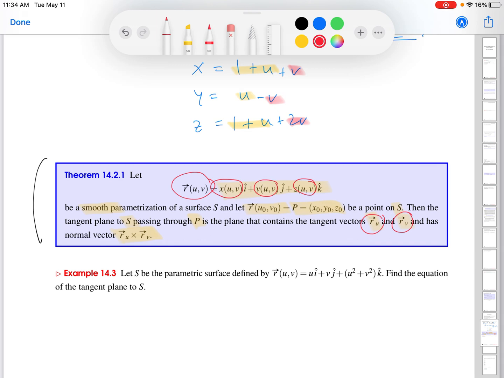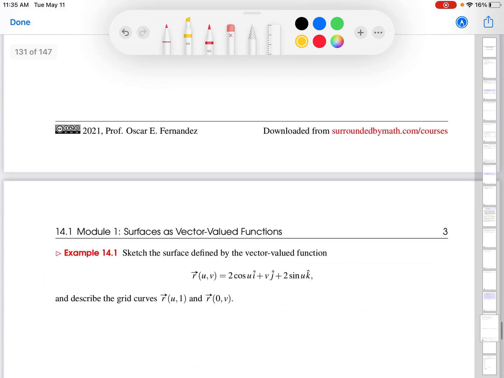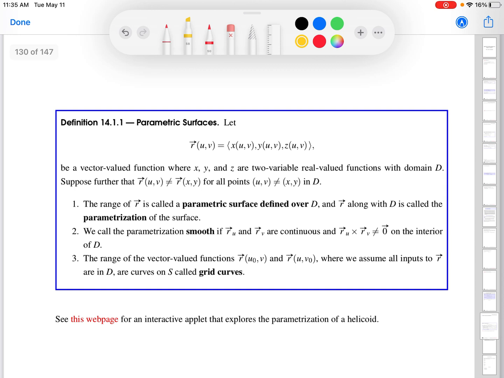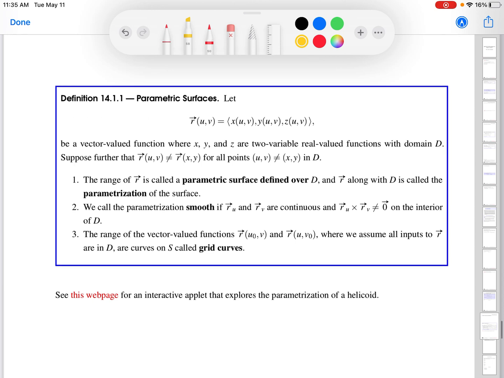Okay, and here is the reason, you remember from the Module 1 video, I talked about how I would return to the second requirement to be a smooth parameterization in a future video. This is when I'm going to return to it. Let me just point out that we're being told that the normal vector of this tangent plane is RU cross RV. So let me scroll back up to that definition where we first introduced these parametric surface concepts. Definition 14.1.1. Notice in this definition, number 2, we call a parameterization smooth if RU and RV are continuous and their cross product is not the zero vector.